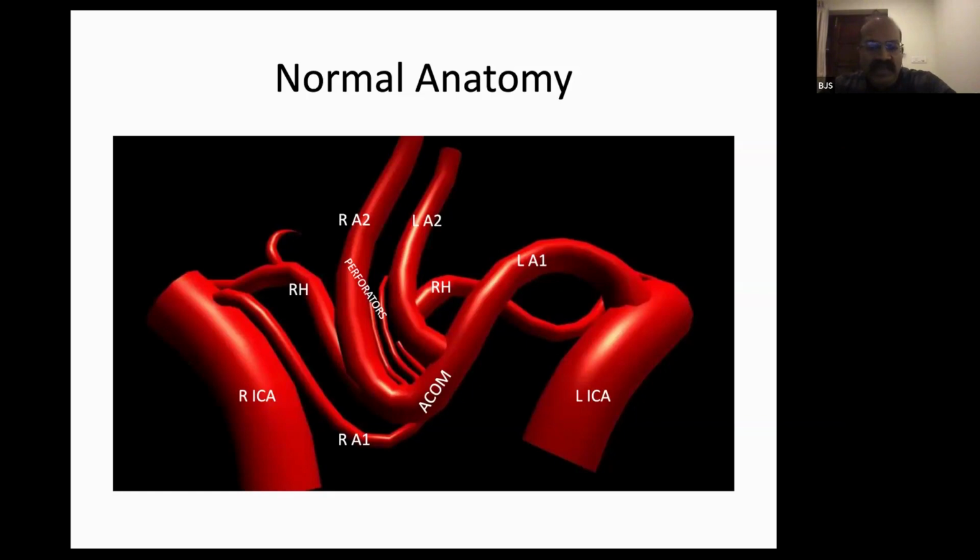Also of importance is the lie of the A1 segments and also the dominance of the A1 segments. If one of the A1 segments is very dominant, that will decide how the ACOM will lie with respect to the optic nerves and optic chiasm. So the disposition of the ACOM is of prime importance in ACOM artery aneurysm surgery, because the ACOM lie will sometimes decide which side of the patient you should approach this aneurysm from.